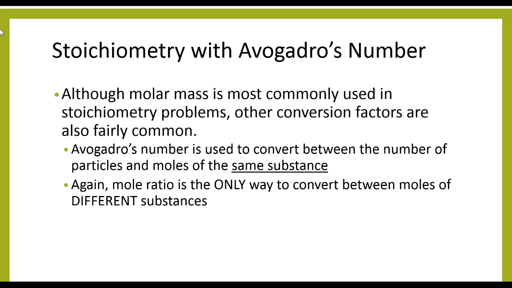And Avogadro's number can be used to compare the number of particles, which could be either molecules, atoms, ions, or donuts, to moles of the same substance. Just like before, the only way we can go from one substance to another is using the mole ratio. All the other conversion factors require that we stay with the same substance, just changing its units. So let's go ahead and try this out with a problem.